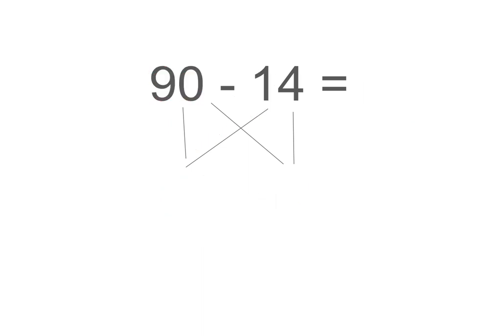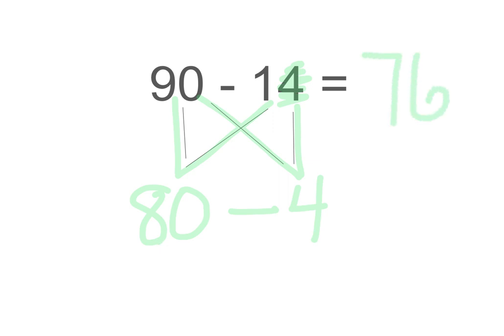The next one, 90 subtract 14. All right, there's our big digit, the 4. So we're going to subtract our tens. 90 minus 10 equals 80. 0 minus 4 is negative 4. So 80 minus 4 is 76.